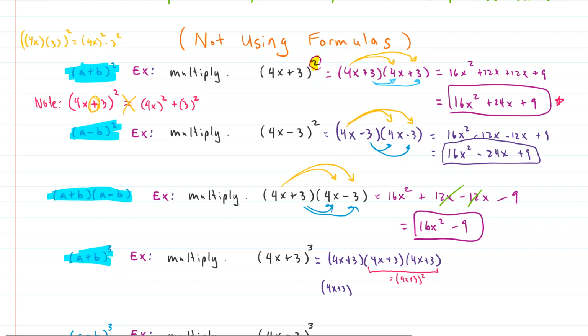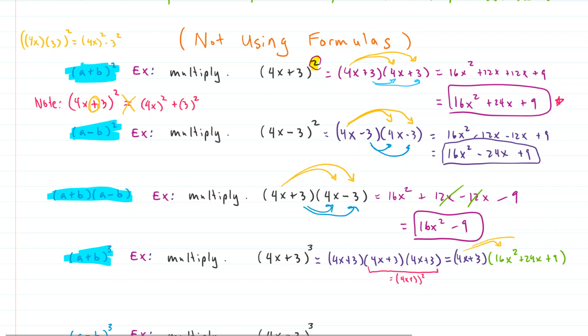Actually, I'm going to change that. I'm going to put it somewhere else. Let's put it over to the right. So I have my first 4x plus 3 I'm going to keep, and the second 2 I'm going to replace. I'll put it in green so you can see. And we know the answer for 4x plus 3 squared, from above, is 16x squared plus 24x plus 9. And now we can do our normal multiplication.